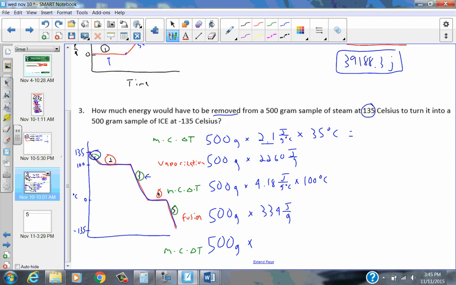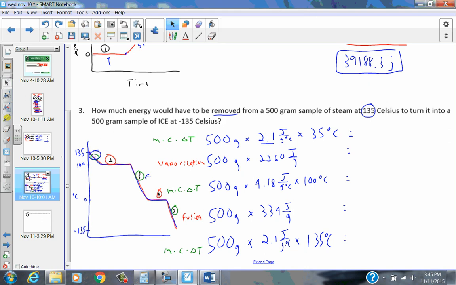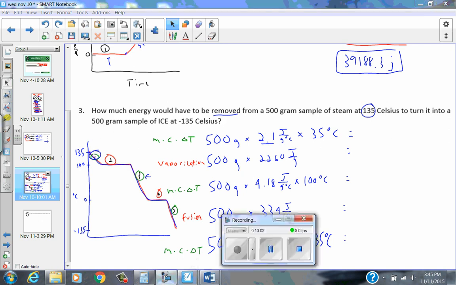Finally, the last one is an mc delta T. We're already dealing with ice, which is 2.1 joules per gram degree Celsius. And it's going to change not by 35 degrees, not by negative 35. It's going to change by 135 degrees Celsius. That's probably going to have tricked some people. So I should have an equal sign, an equal sign, an equal sign, an equal sign. I'm going to press pause and try to see if I can just get these crunched in there quicker and check back in.